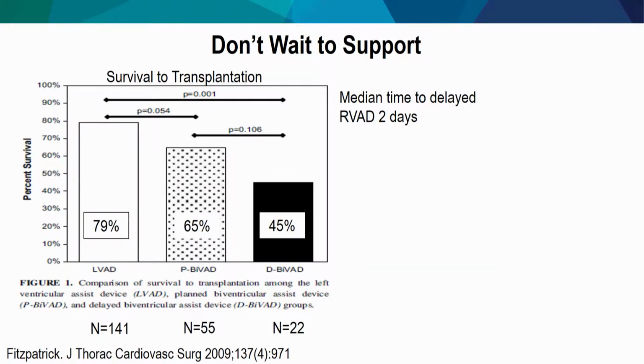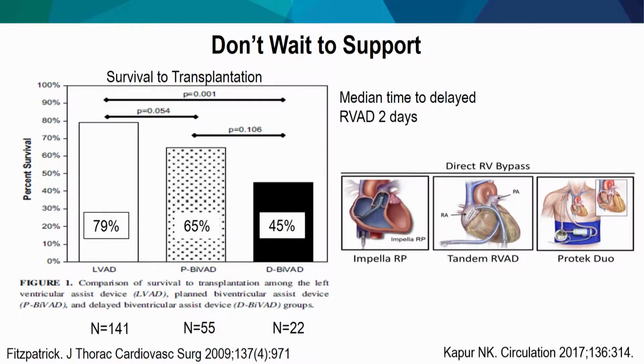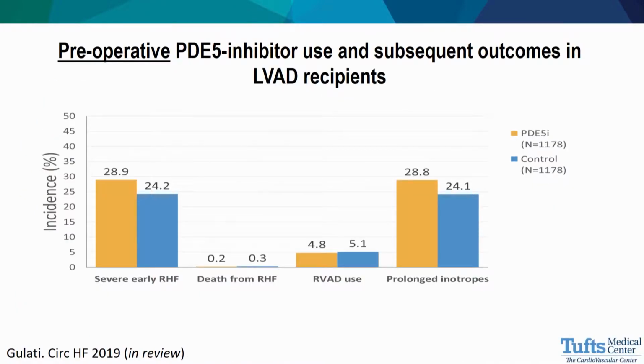Don't wait to support. Again, time and time again, and these are data from Penn from a while ago, but we see that delay in BiVAD support can lead to dramatic reductions in survival to transplantation compared to a planned BiVAD strategy. And we have more and more tools to support these patients. And then finally, what is the role of oral vasodilator therapy for the prevention of early right heart failure?